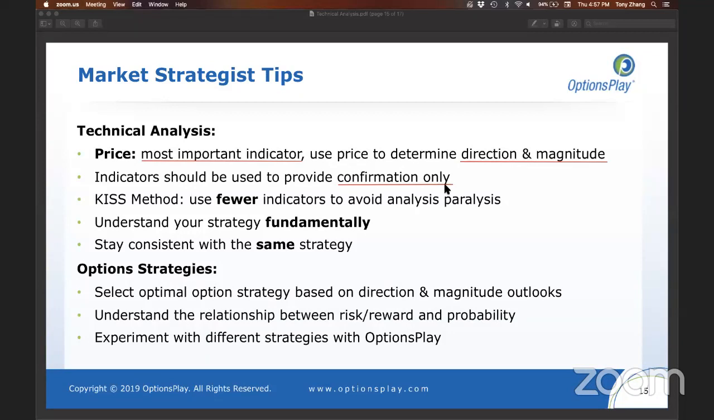You should never look at a technical indicator to say, okay, I'm going to buy the stock, without looking at the price of that stock first. You have to first look at price. Price will tell you a lot more things than any indicator will do.